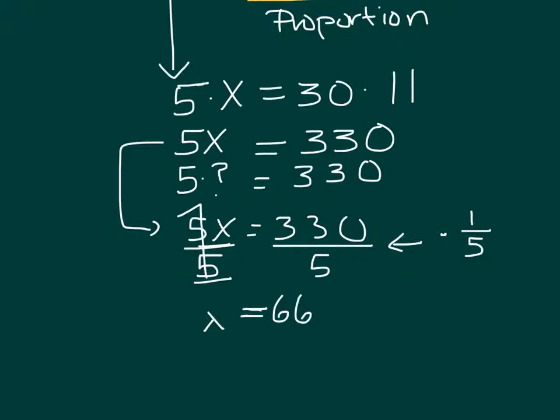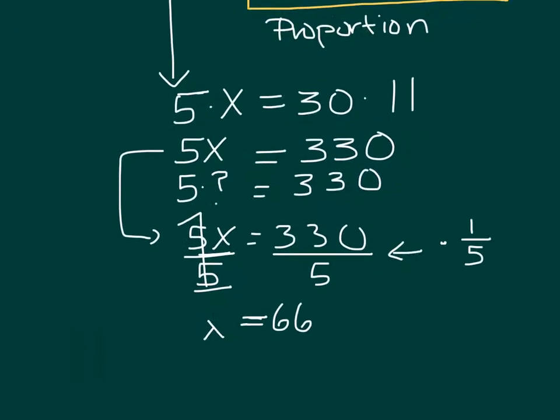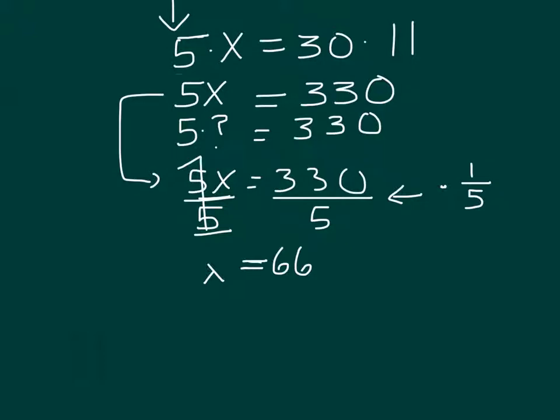Well, 66 what? What were we looking for? 66 minutes? Nope. It's gallons. And it makes sense. If I take a 5-minute shower, I'm going to use 30 gallons. If I take an 11-minute shower, this is a little bit more than double. Double would be 60, and 1 more minute would be a little bit more than 60, so 66 gallons of water used.